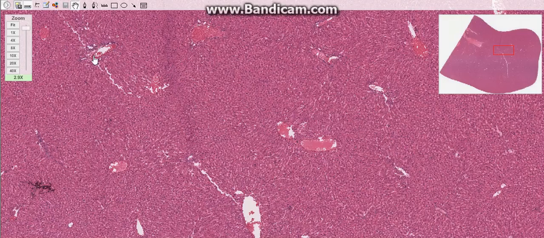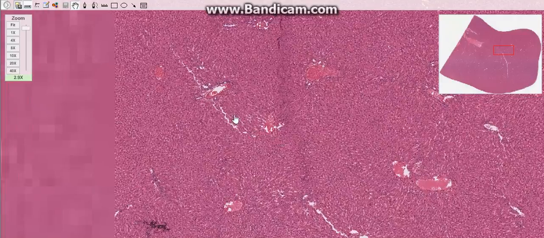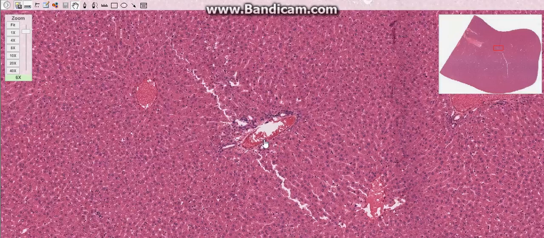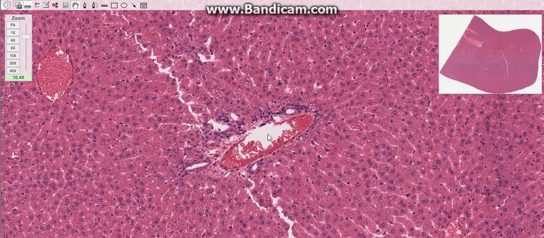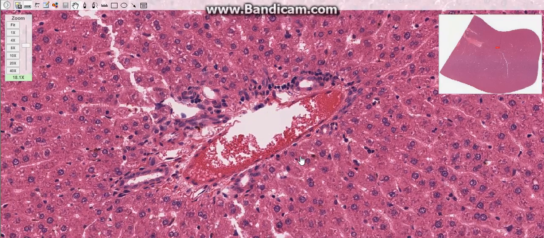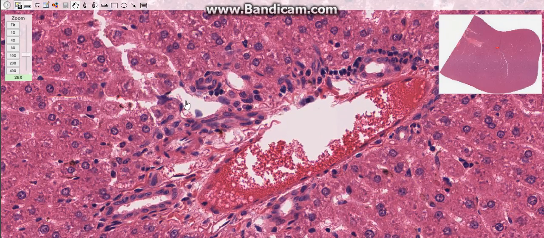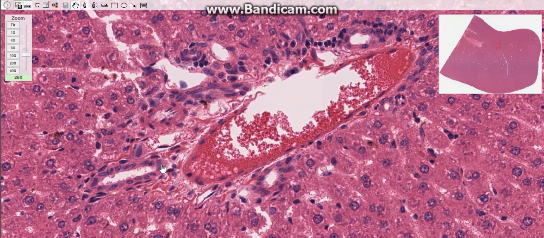The portal triad, as you can see here, consists of three types of interlobular structures. These are the interlobular vein, which is a branch of the portal vein, and the interlobular artery, which is a branch of the hepatic artery. There is also the interlobular bile duct. It is also a part of the bile duct system.